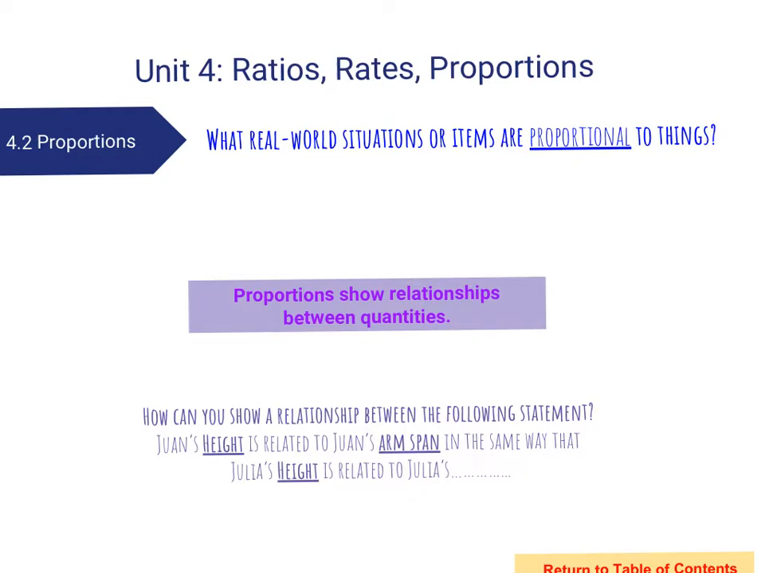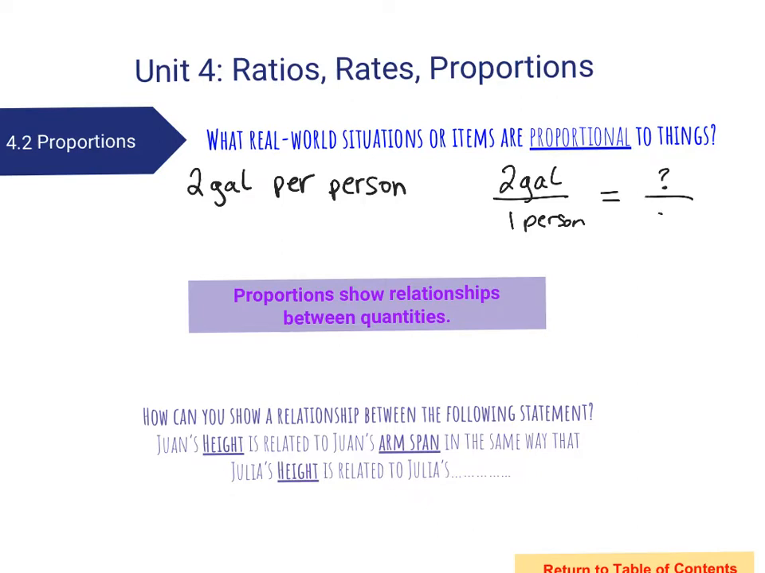So it was proportional. If they were to get 2 gallons of water per person, we would call this a unit rate. And so that means that 2 gallons is related to 1 person in the same way that how many gallons would be related to 5 people? 10. That is the proportionality. Proportions show relationships between quantities.